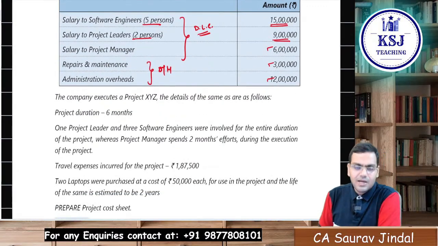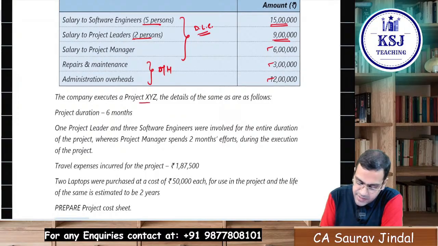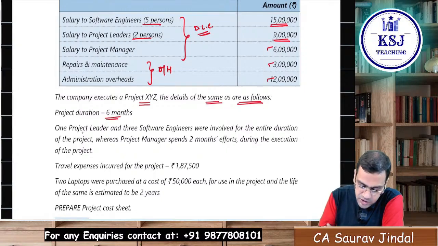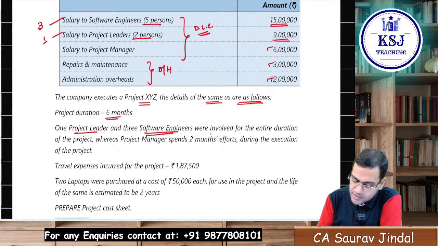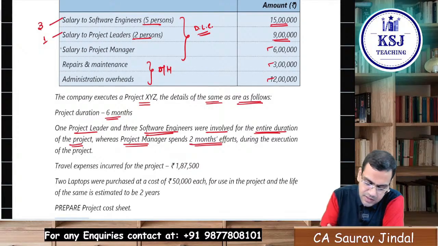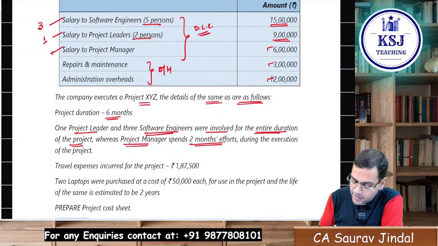Now the company executes a project XYZ. The details of the same are as follows. Project duration is 6 months. On this project, who all are working? 1 project leader and 3 software engineers. The project leader and the 3 software engineers were involved for the entire duration of the project, whereas the project manager spent 2-month efforts only during the execution of the project.